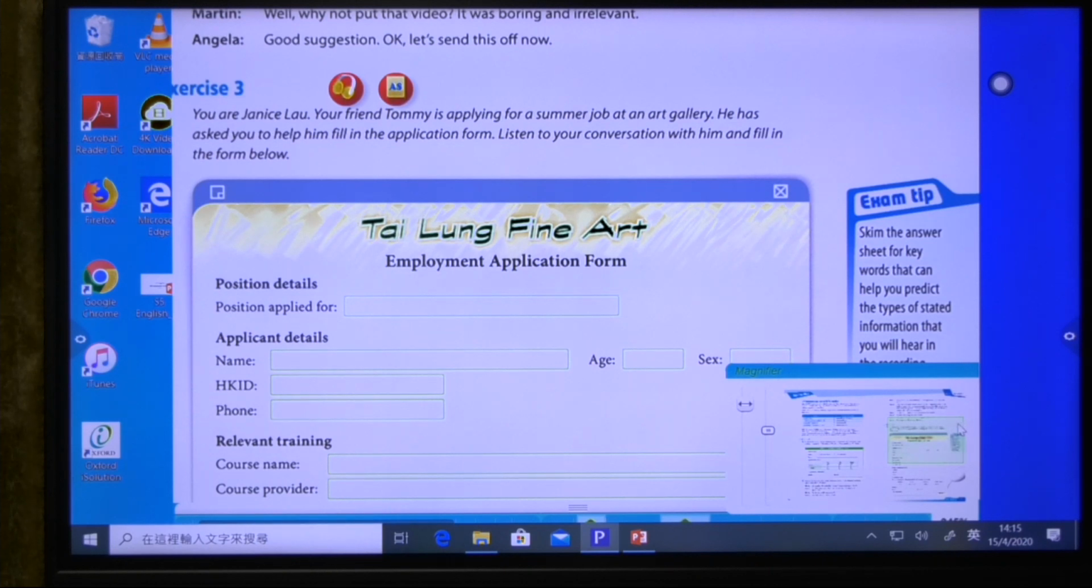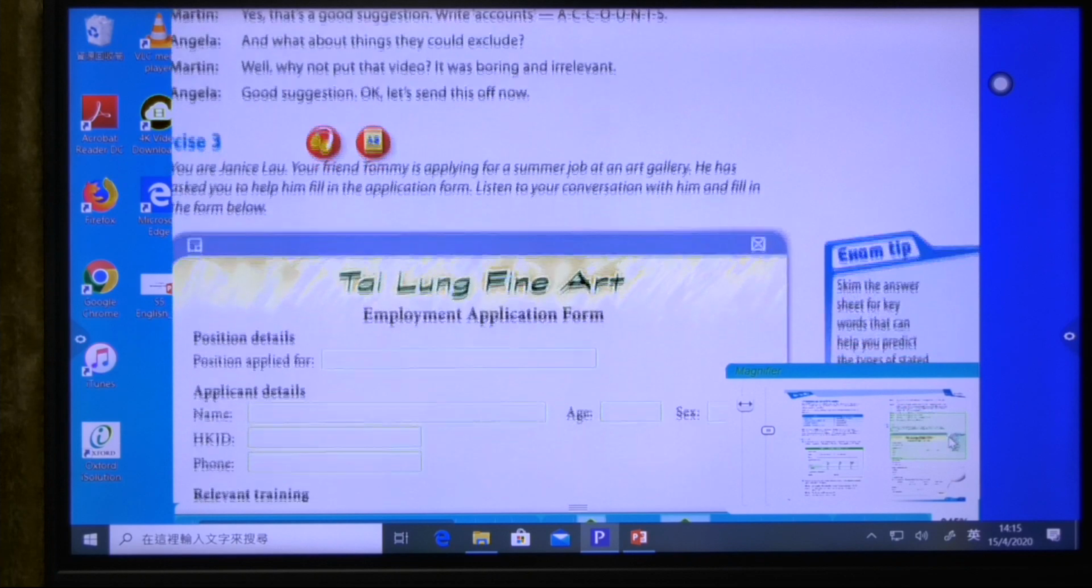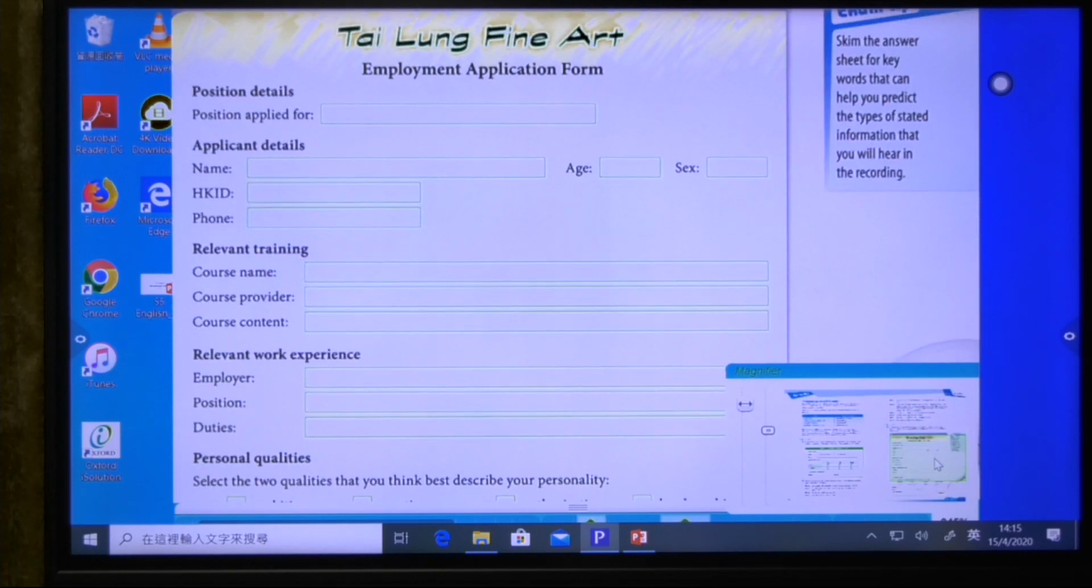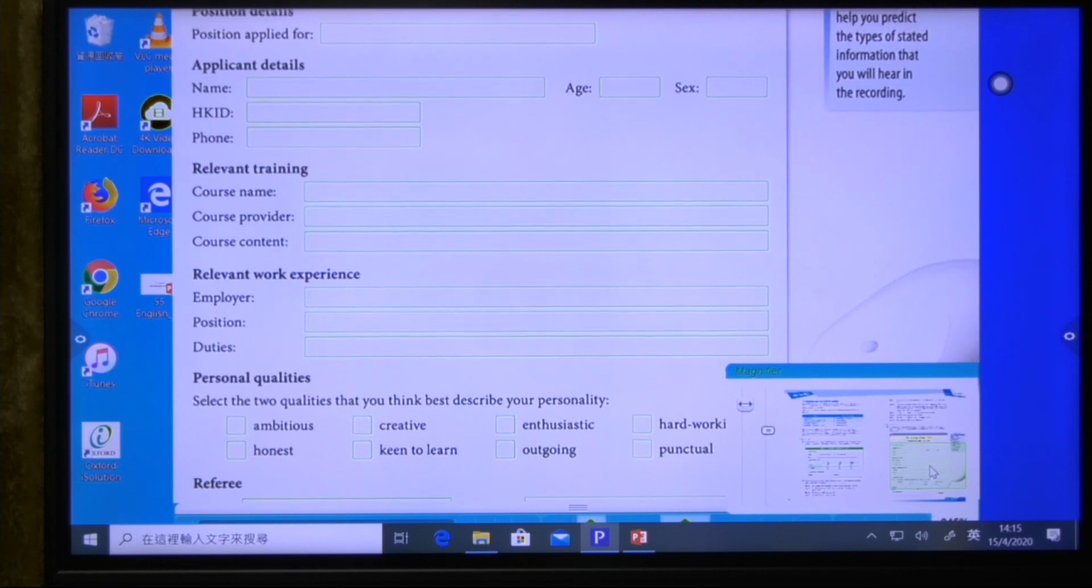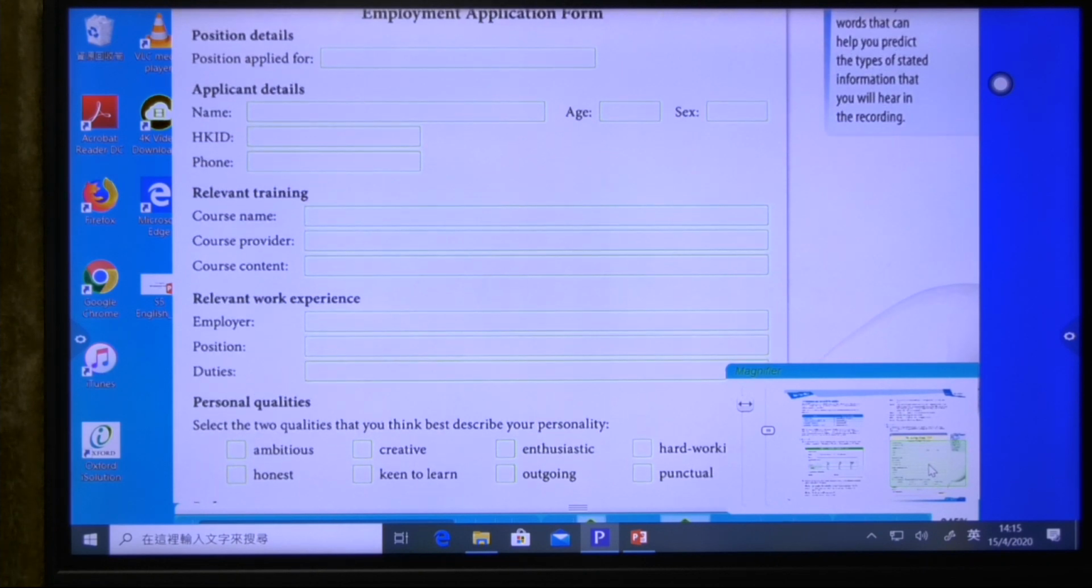Exercise 3, page 31. You are Janice Lau. Your friend Tommy is applying for a summer job at an art gallery. He has asked you to help him fill in the application form. Listen to your conversation with him and fill in the form below. You now have 20 seconds to familiarize yourself with the form.